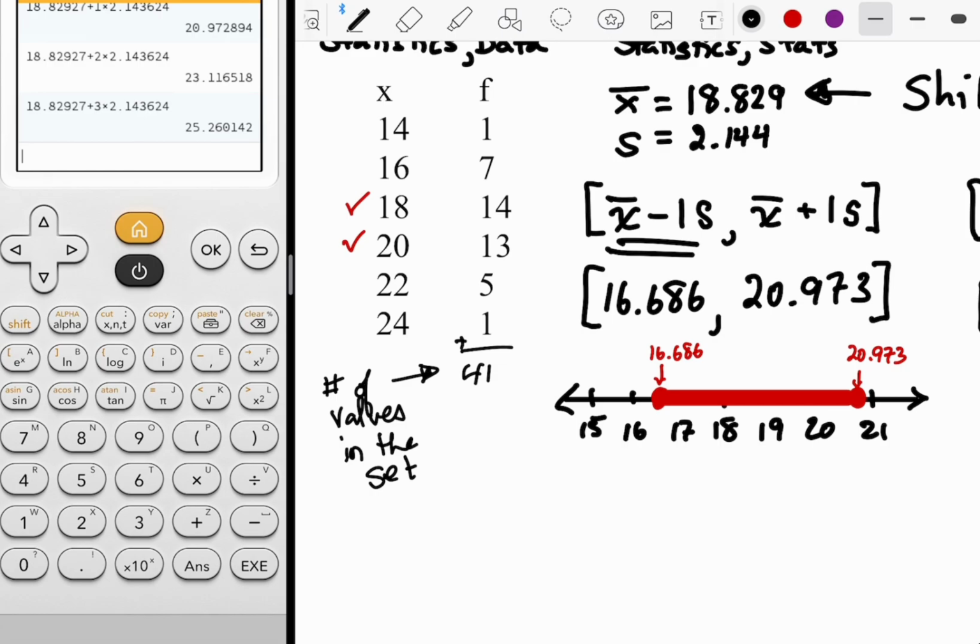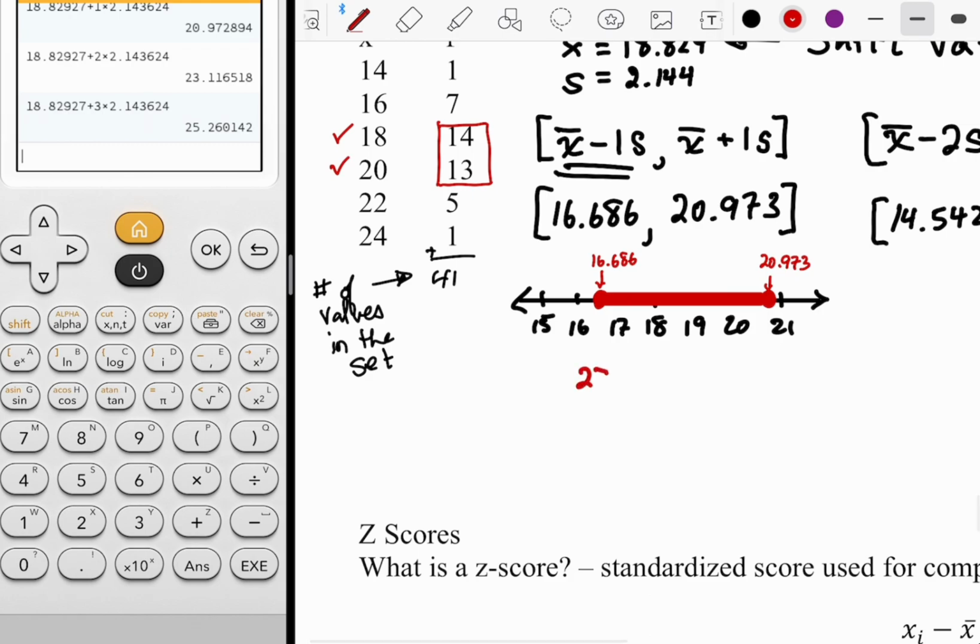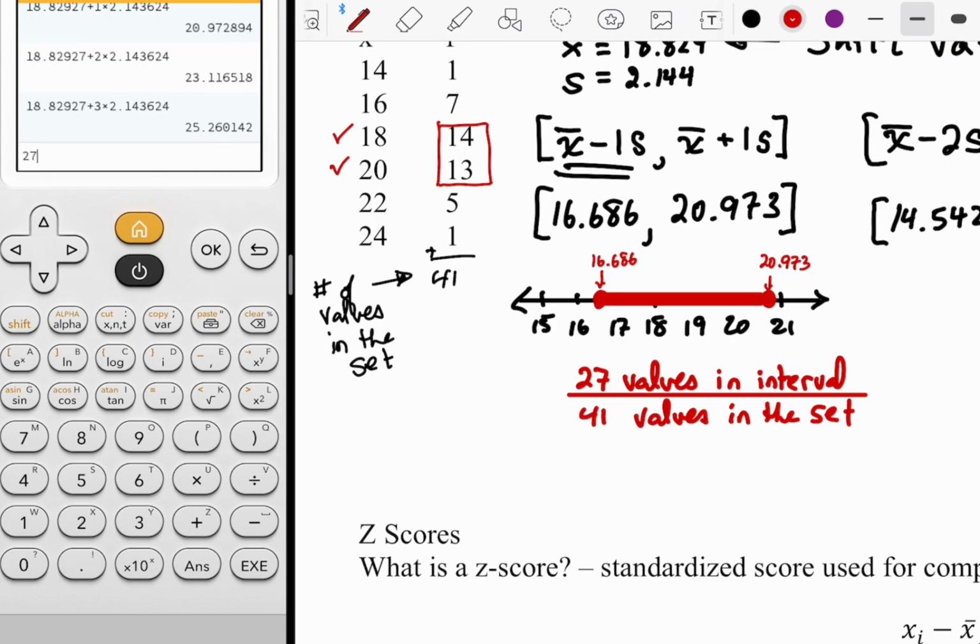All right. So of those 41 values, 27 of them would be in the interval that I'm looking at. So I'm looking at 27 values in the interval, 41 values in the set. So I'd take those two numbers and divide. I want to get a percentage out of that. So I'm doing 27 divided by 41, which is about, if I round to the nearest tenth of a percent, 65.9%.